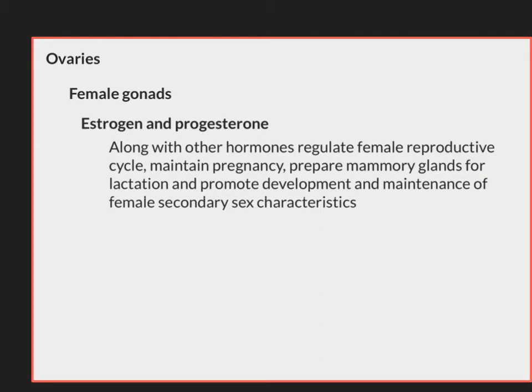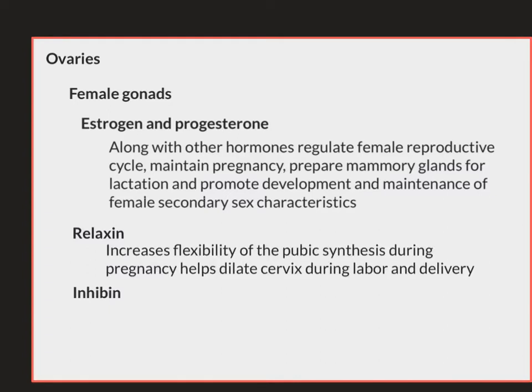The ovaries also produce relaxin and inhibin. Relaxin is a hormone that increases the flexibility of the pubic symphysis during pregnancy. It also helps to dilate the uterine cervix during labor and delivery. Inhibin is a hormone that inhibits the secretion of FSH from the anterior pituitary. Later on, in the reproductive chapter, we will go into more detail on how these hormones work together.